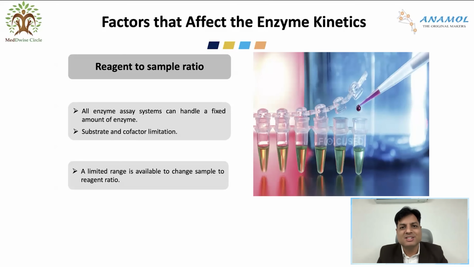When we read the package insert, all the manufacturers mention that we usually have to take 1 ml of the working solution and add a certain amount of sample. Let's say hypothetically we need to add 50 microliter of patient sample in 1 ml of working solution. Now, this ratio of 1 ml and 50 microliter is very, very important. If we change the ratio, again the enzyme kinetics will be affected.